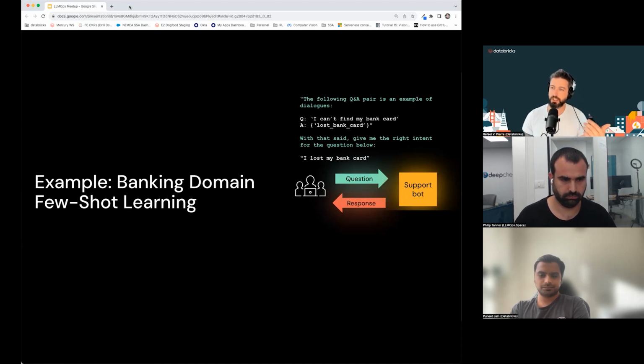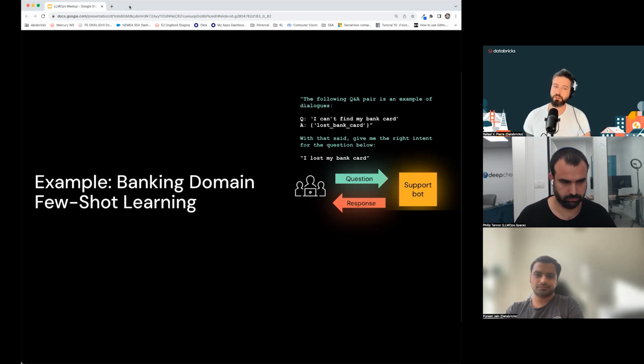So the question is, I can't find my bank card, which is similar to our previous question. And we're telling the model that in this case, the right answer is lost bank card. It's not really bank cards because bank cards is too general for our use case. Let's just work with this assumption. And then finally, we include the actual question, which is, I lost my bank card.